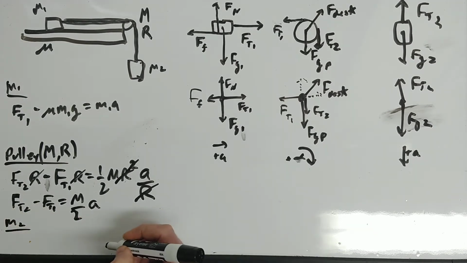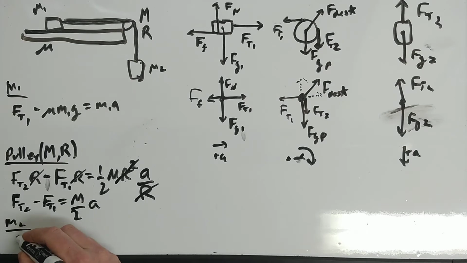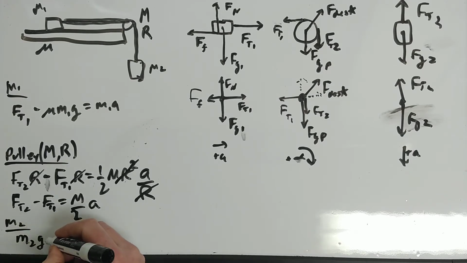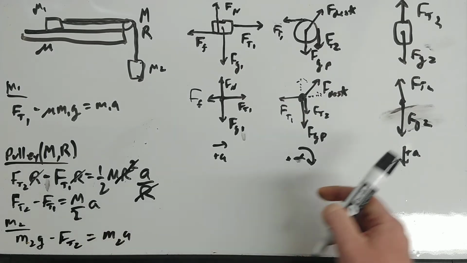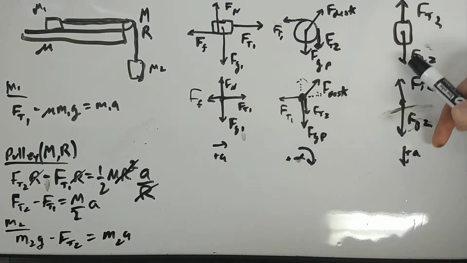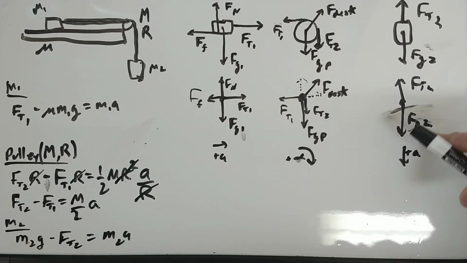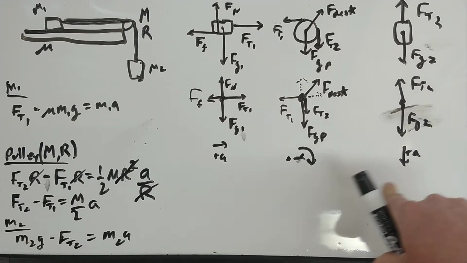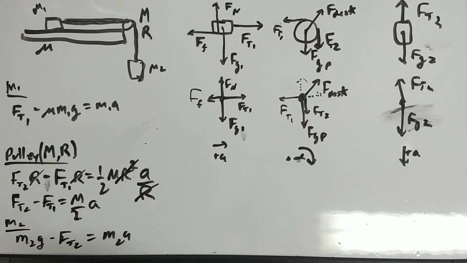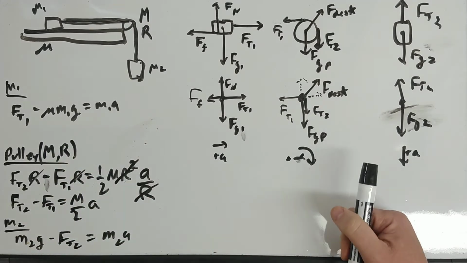And my final second law equation is for M2. That is simply going to be M2g minus Ft2 equals M2a. And again, I said down was positive over here, so it's the force of gravity minus the force of tension equals Ma. I want the a's to all be positive here. And now I have to do the algebra.